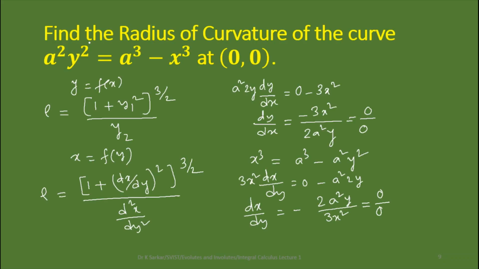We have got dy/dx. So let us write dy/dx. See how much dy/dx is? dy/dx is minus 3x square by 2a square y. Now put x equals to a and y equals to 0.